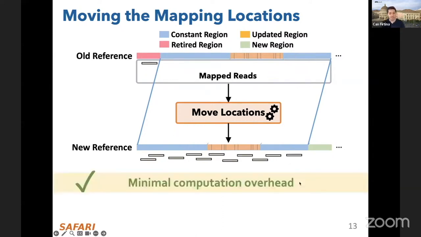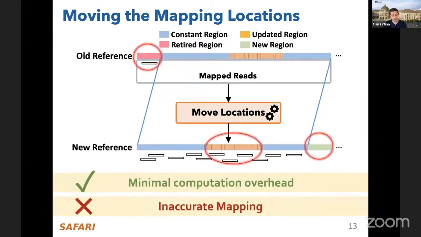So this provides a minimal computation overhead to move the reads to a new reference genome. However, this is essentially an inaccurate mapping, because we're missing the reads that fall under the retired region, or we are not mapping reads to a new reference genome, or we're essentially missing the fact that the reads under the updated regions could now map to other regions because of these slight changes between the two reference genomes.